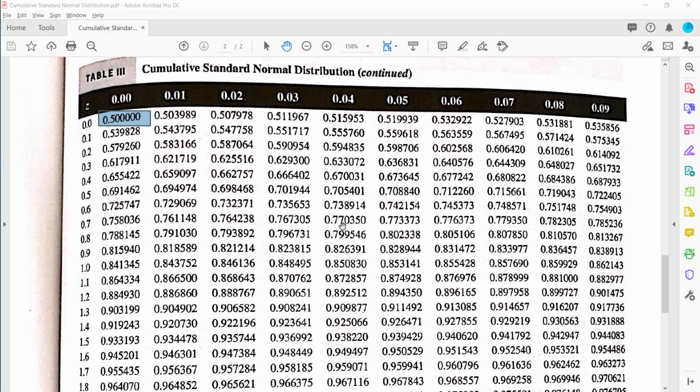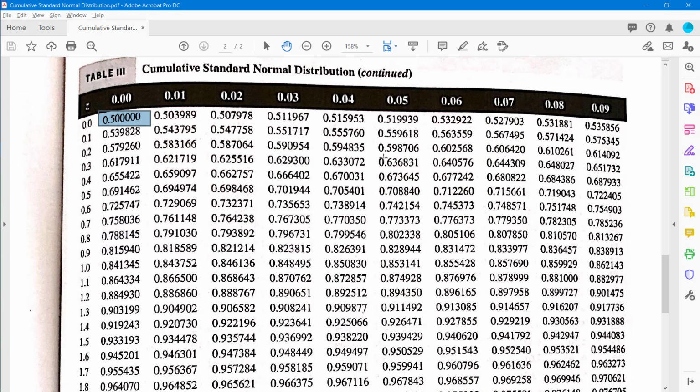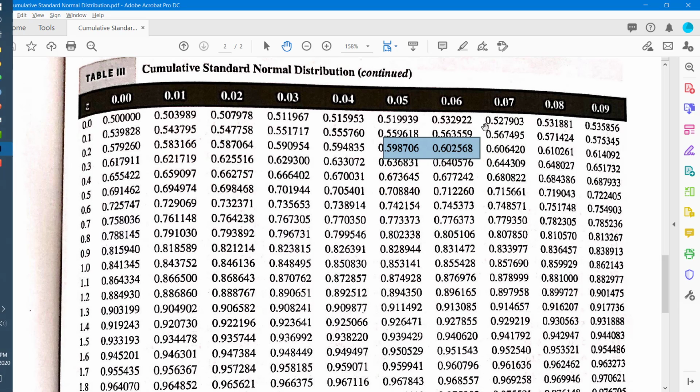Conversely, given the value of the probability, we can also find the approximate standard normal variate value. Suppose you want to find the Z value that corresponds to a probability of 0.60. We look at the values within the table. We see that it will be somewhere between these two values, and if you look at the corresponding Z value, it will be between 0.25 and 0.26.